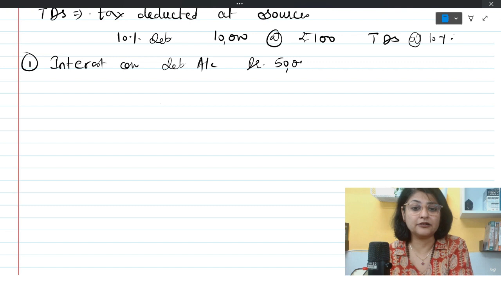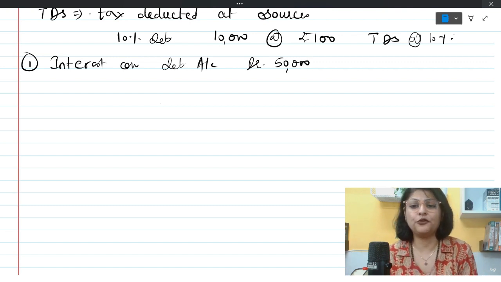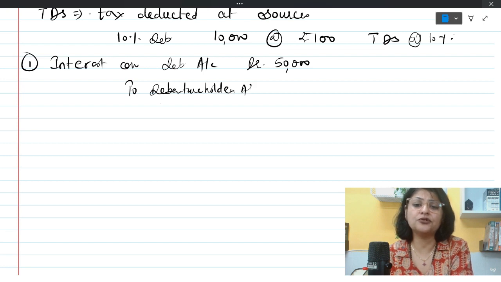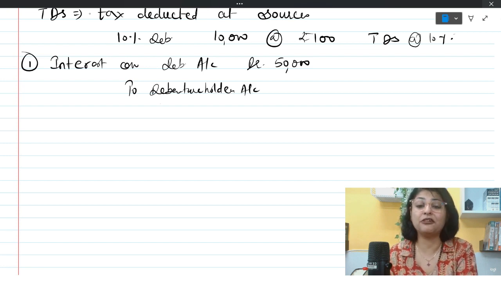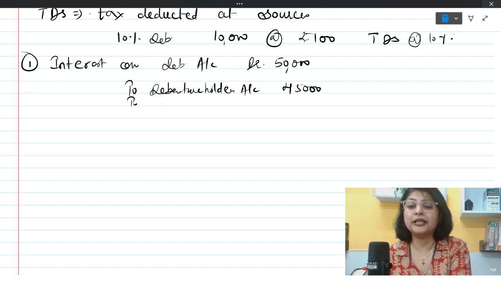Now, but here what is happening? Be very careful. Debenture holder is not getting all 50,000 rupees. The debenture holder is going to get only 90% of 50,000. Why? Because 10% is going to government in the form of tax. So debenture holders account will be credited with 45,000, and to TDS payable.